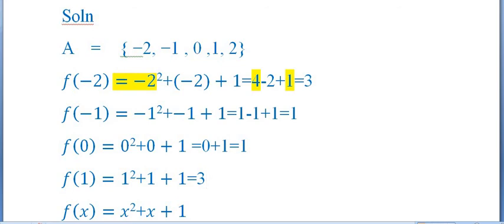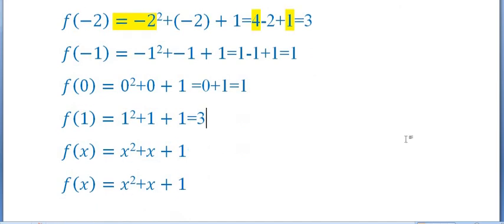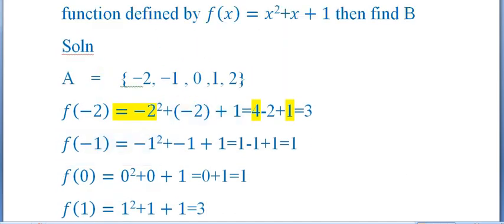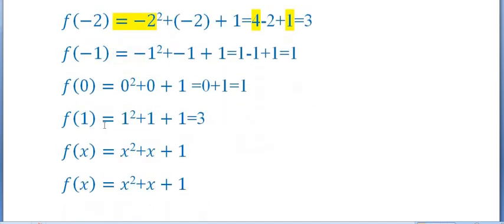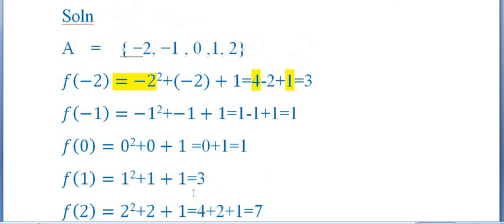Then f of x equals x squared plus x plus 1. The last one, I think. So we have to put 2. Instead of x, we are going to put 2 here. So 2 squared. Here 2. That is equal to 2 squared. 2 squared means 2 2s are... We have found out all the elements.